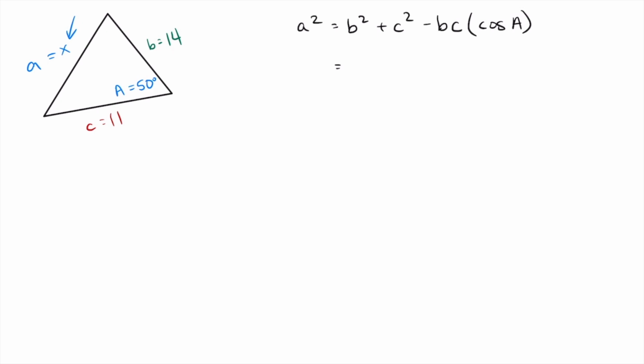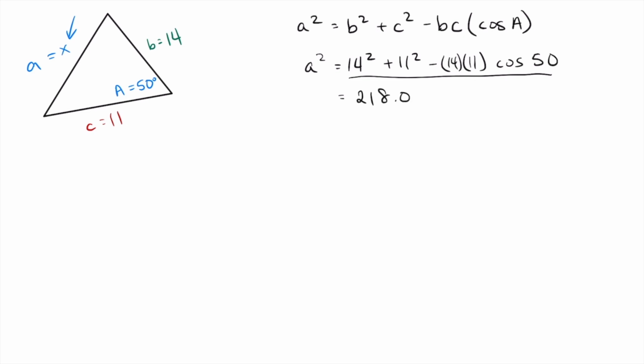Now substitute these values in. So b is 14, so that's 14 squared, plus c squared, that's 11 squared, minus 14 times 11 times cosine A, which is cosine 50, that is equal to a squared. And if we plug the right hand side into the calculator, we get that it is equal to 218.01 and some change, that is equal to a squared.